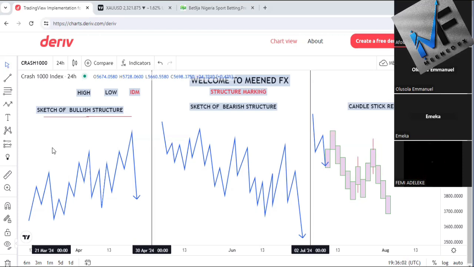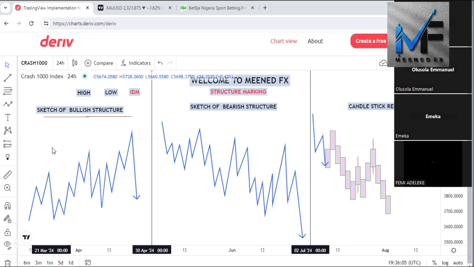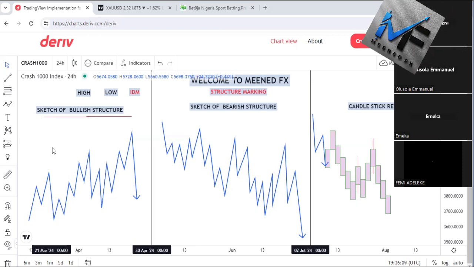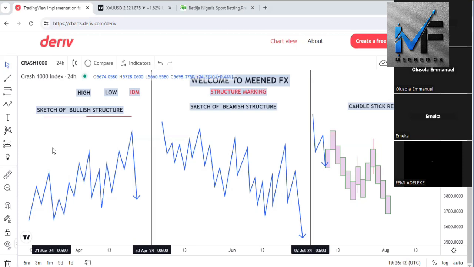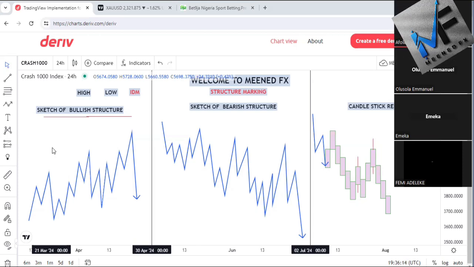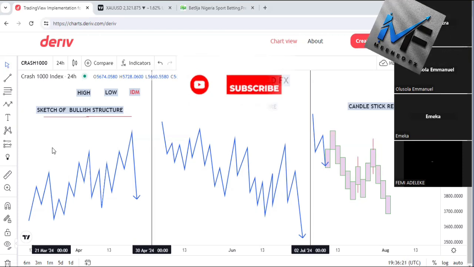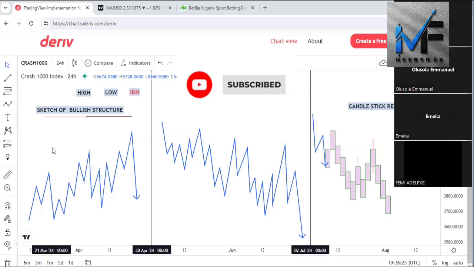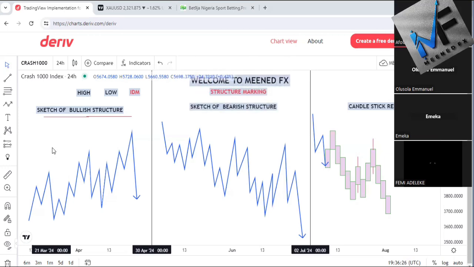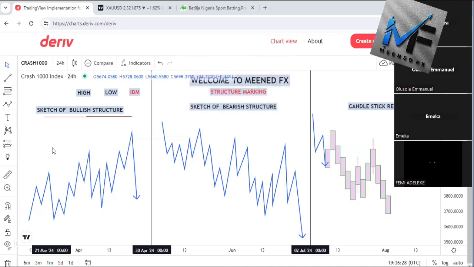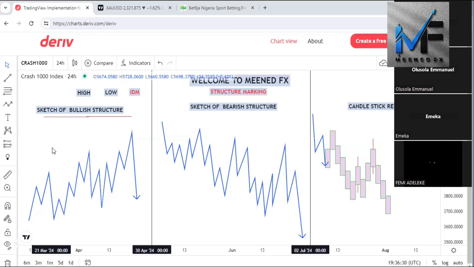For my highs in a bullish scenario to be valid, inducement has to be taken. I've explained the concept of inducement, the concept of pullback. So for a high to be valid in a bullish scenario, inducement has to be taken. If inducement is not taken, the high is not yet valid.